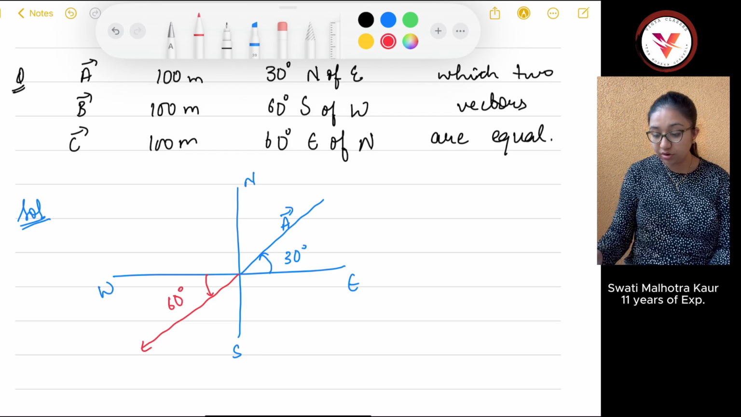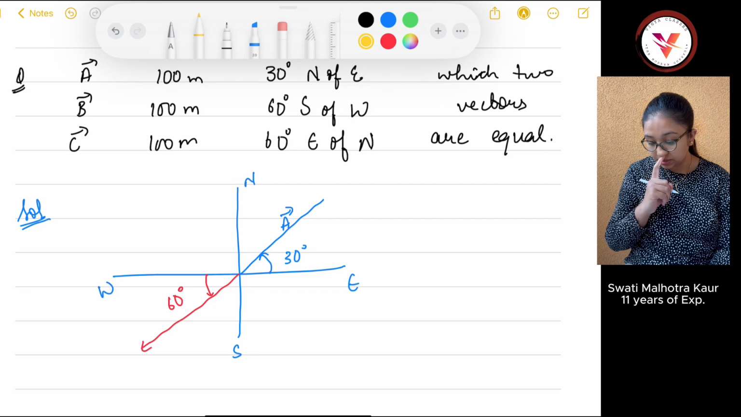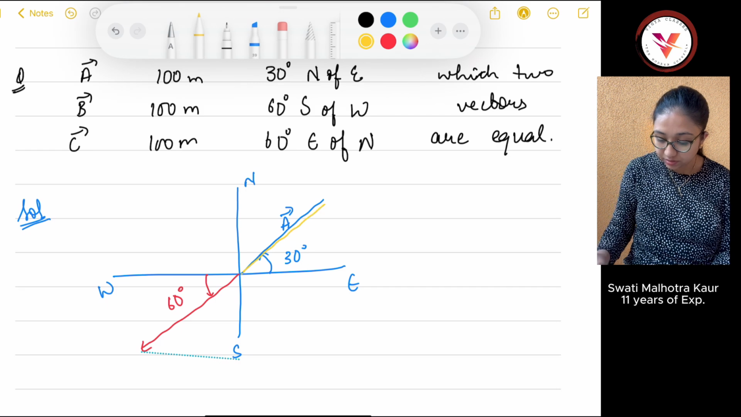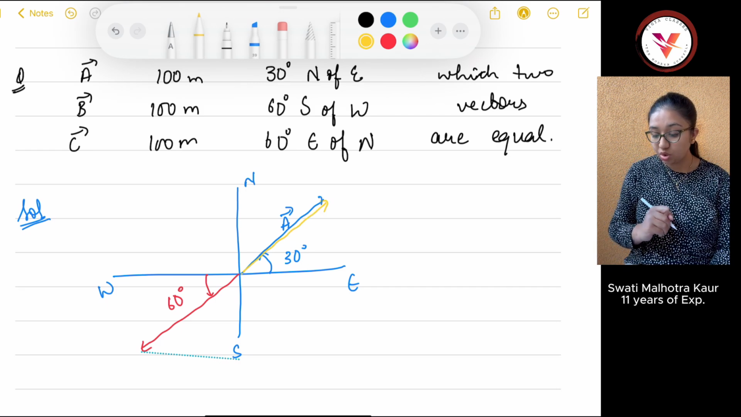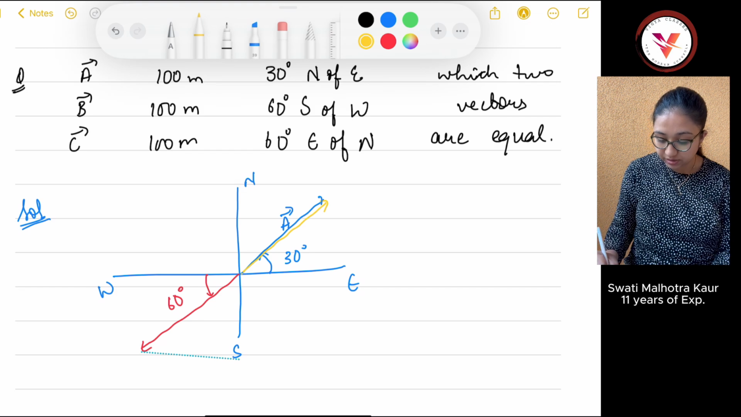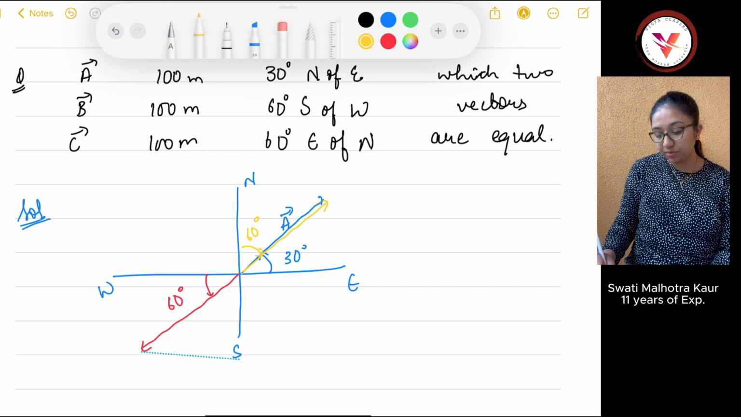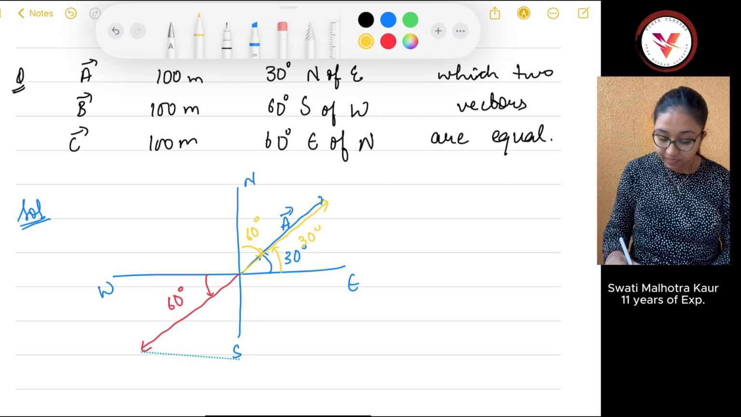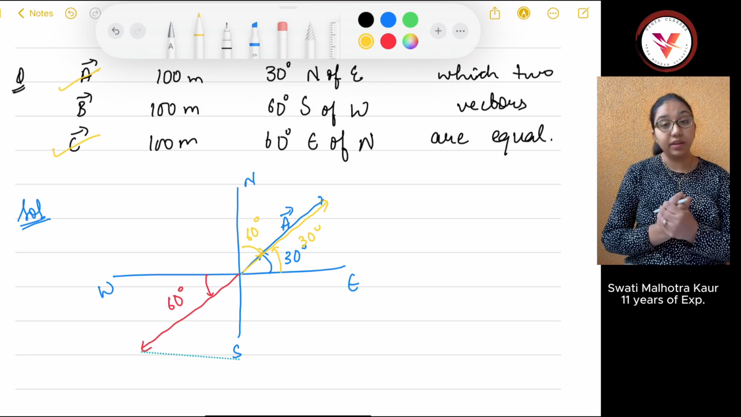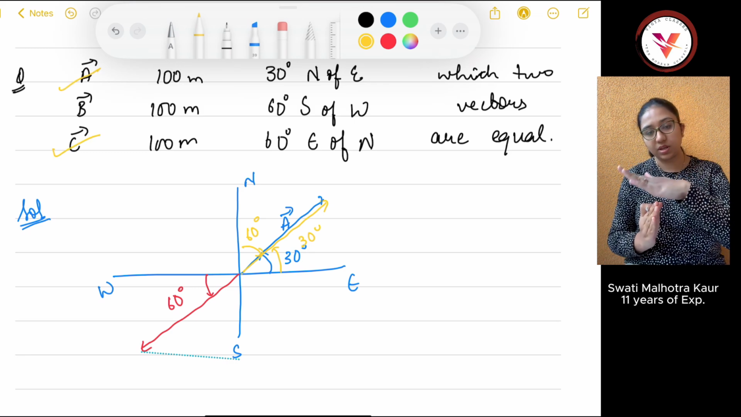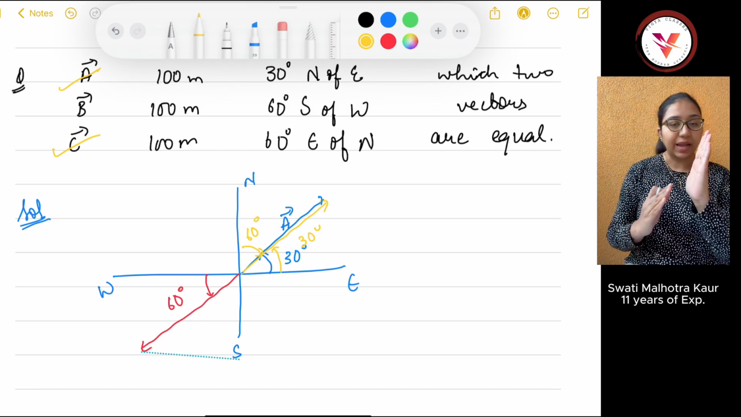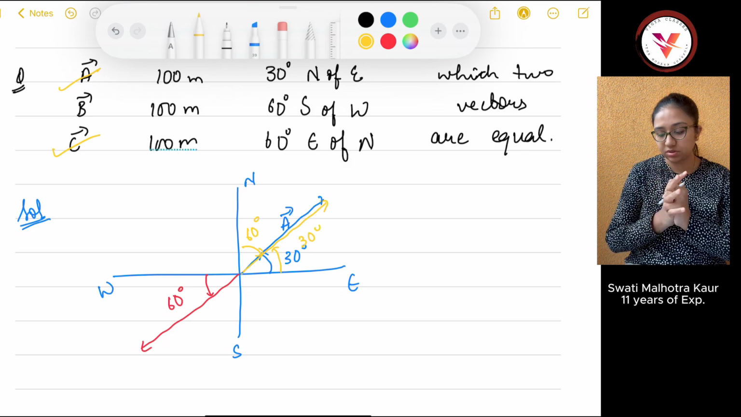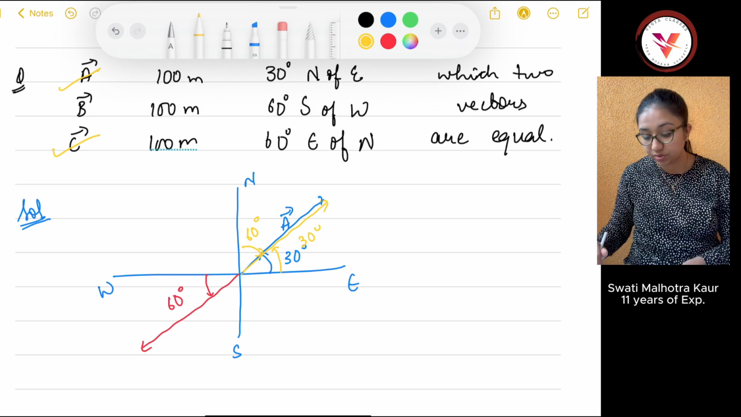And for vector C, it is 100 meter east of north. So C vector is also here, and it is north of east, 60 degree from the north. So now if it is 60 degree, then from here it is obviously 30 degree, because north and east make 90 degree. So yeah, A and C are equal vectors. So the direction, whether 60 degree from the base, angle from vertical or angle from horizontal, you have to check that. That makes the difference, and it makes the vectors equal.